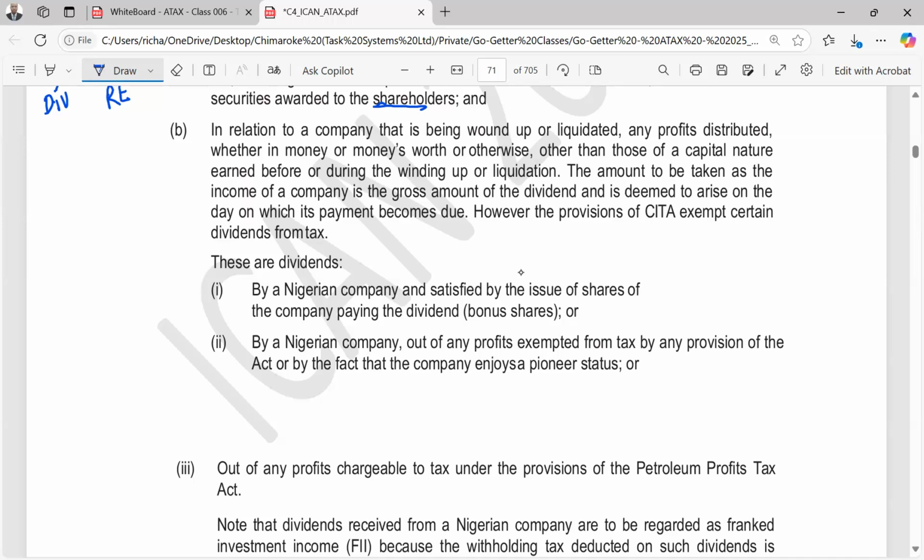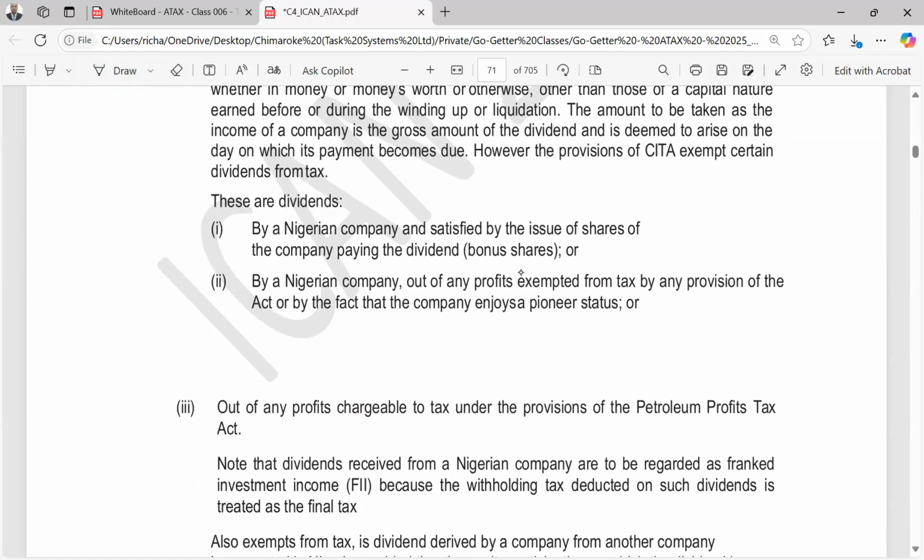So any company, if a Nigerian company is giving out dividends, that dividend is exempted. Okay, now you can see here again, dividends by a Nigerian company out of any profit exempted from tax by a provision of the Act. So once the profit is exempt from tax and you are distributing the profit by way of dividend, that dividend is also exempt from tax.